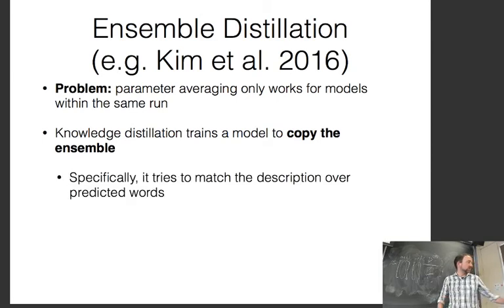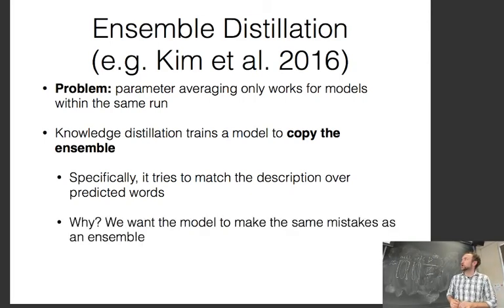And what it tries to do is it tries to match the distribution. Sorry, that's a typo. Match the distribution over the predicted words. The reason we would want to do this is that we want the model to get the same things correct and make the same mistakes as the ensemble, and this allows us to backpropagate a more informative distribution than the one-hot distribution.